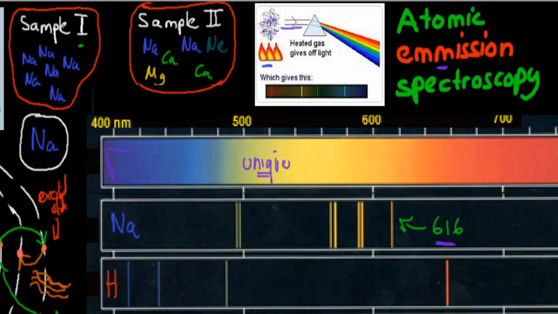We let it emit light. So now it's going to emit light. It's going to emit these different frequencies of light, and that will then hit a prism. Right? The light will hit a prism, and we can see what kind of light comes out.